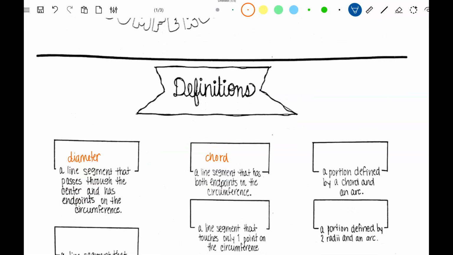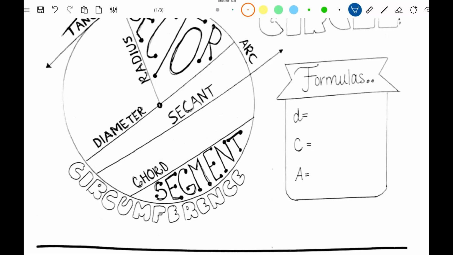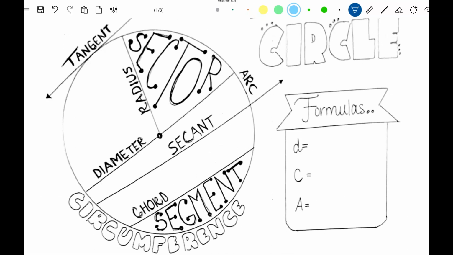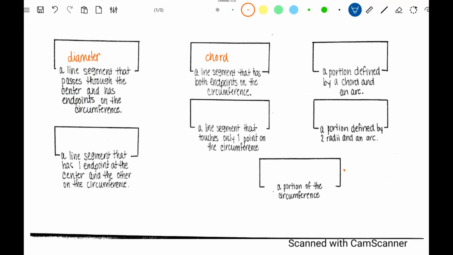Okay, let's go down to this one down here. It says a portion of the circumference. So a piece of the circle. When we talk about the circle, we're not talking about the interior of the circle. We are talking about the circumference. So if we're talking about a part of this circumference, it can be between any 2 points, but here is our example right there. It's called an arc. A piece of the circle is called an arc.